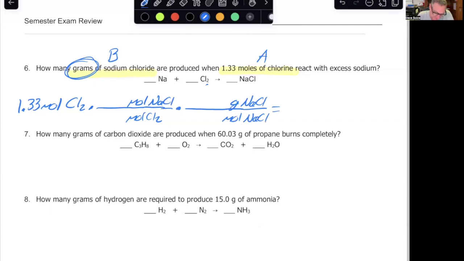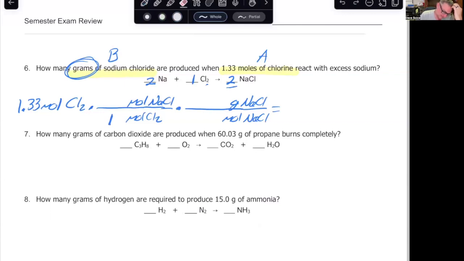I need to balance this. So I'm going to put a 2 here, and that's 2 sodium, so 2. So just like the last one, it's a 2-1-2 balance. And so Cl2 right here is a 1, and that has 2 for NaCl.